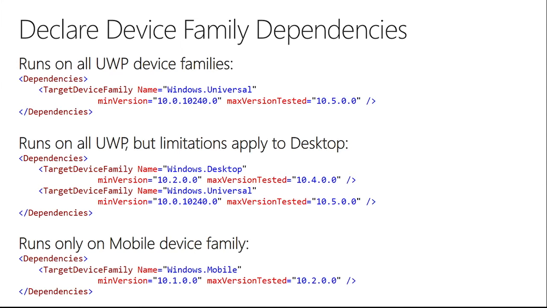Now this one, because it's got a Windows Universal statement in there, still means it runs everywhere. But in addition to that, specifically and only on Windows Desktop, we've got a more narrow version limitation. So that one we're saying it still runs everywhere, but for desktop, I don't want it to run on 10.0. The minimum version that it will run on is 10.2. Now the bottom one, we haven't got Windows Universal in there anymore.